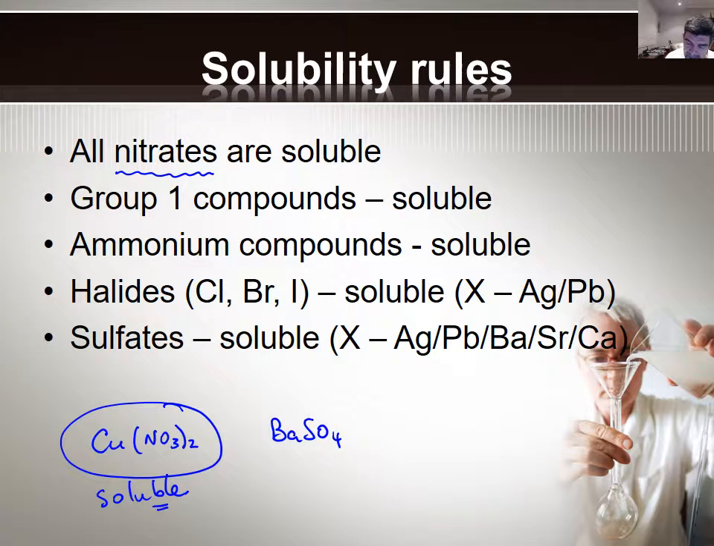Group 1 compounds. Now, group 1 compounds are lithium, sodium, potassium, rubidium, and so on. So these are the extreme left of the periodic table, the group 1 elements. They're all active metals, and when they form compounds, they form soluble compounds in water. So they're all soluble in aqueous solutions, all of them.